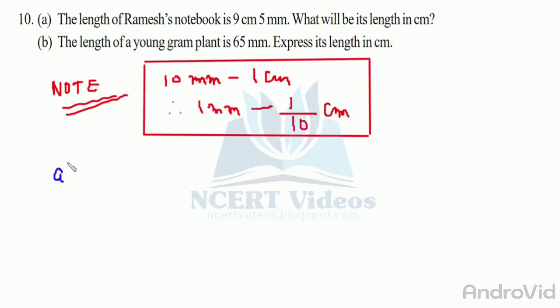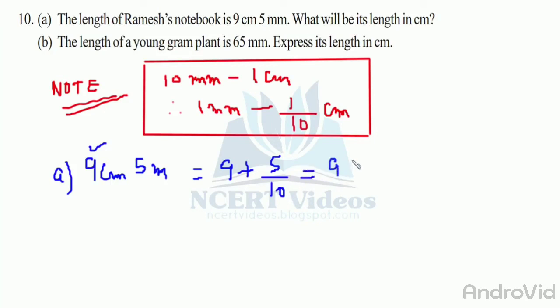So using both facts, 9 centimeter, 5 mm. We will not disturb 9 because it is already in centimeters. So 5 mm would be 5/10. That is nothing but 0.5. So it is 9.5 centimeters. Here you have to write units.